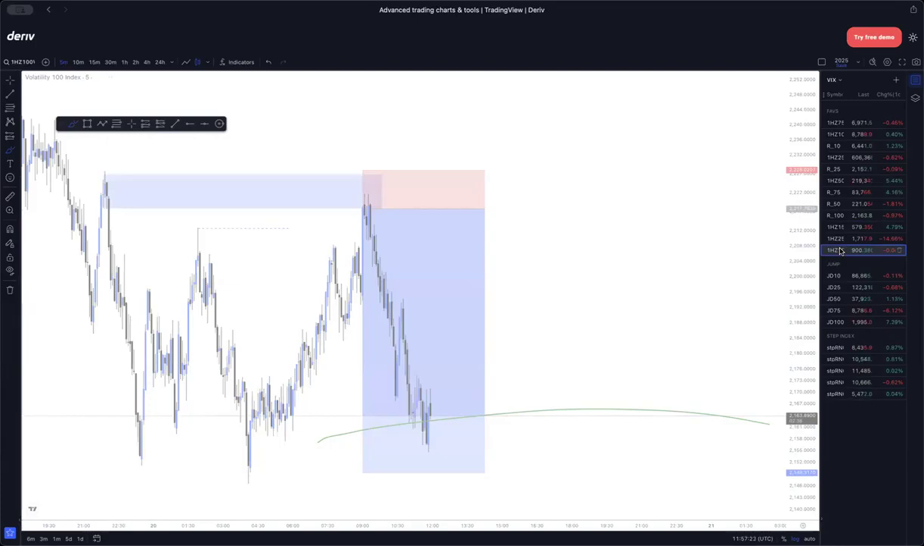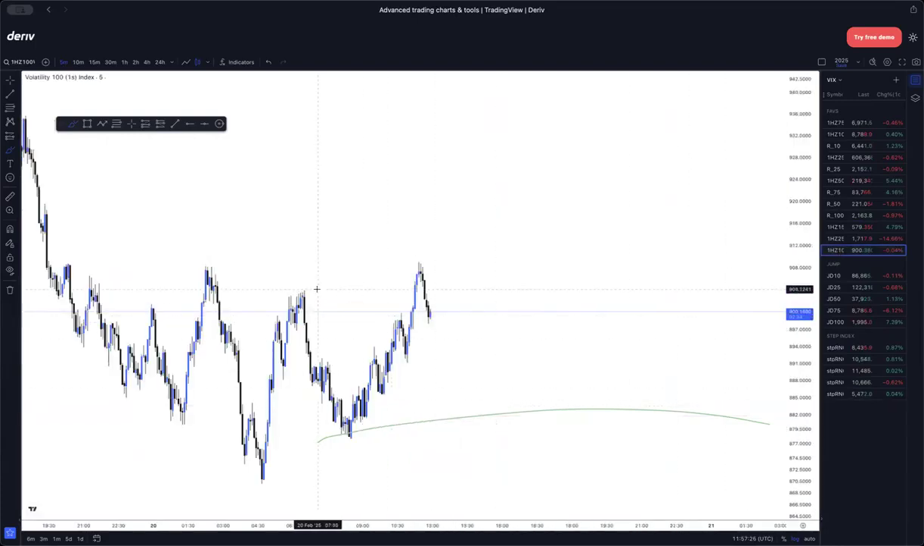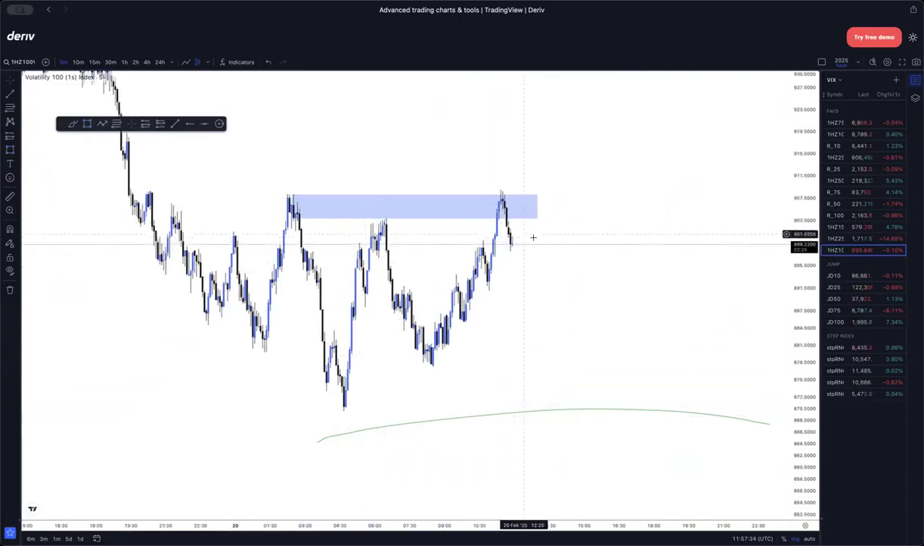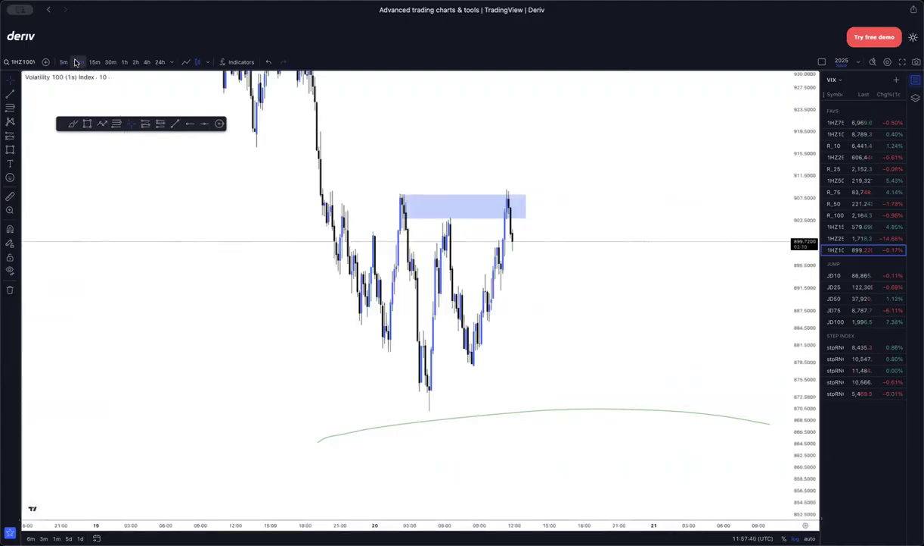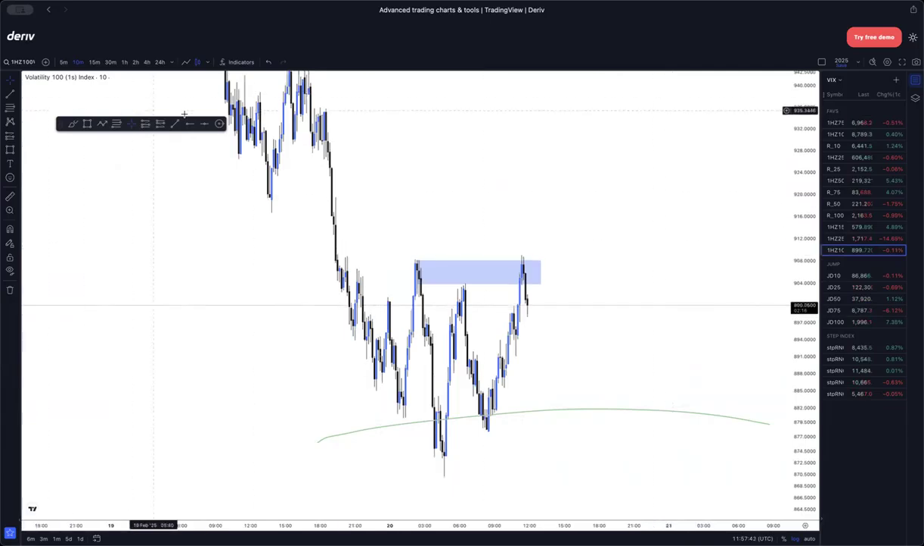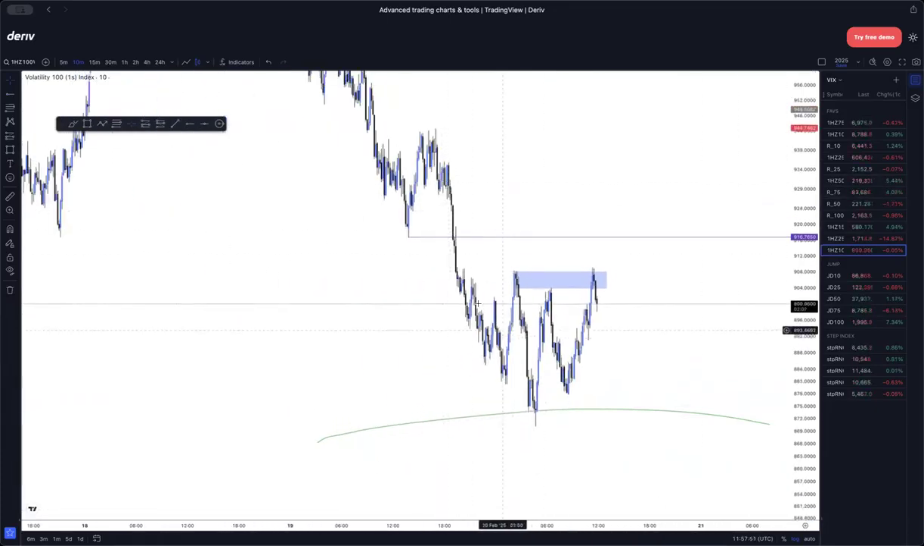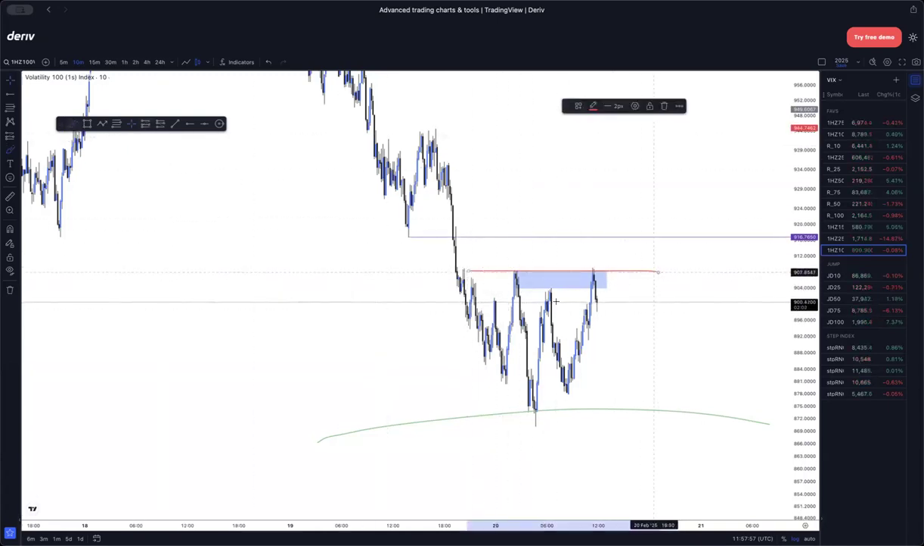V100S. Should be something on V100S. Let's check. Yep, it's already playing out. I think we have this demand level here. Or we can have the market come all the way up here to respect this breaker block, because we have this expansion move. The market is creating liquidity, so I want the hundreds to just come here and give us something like that.